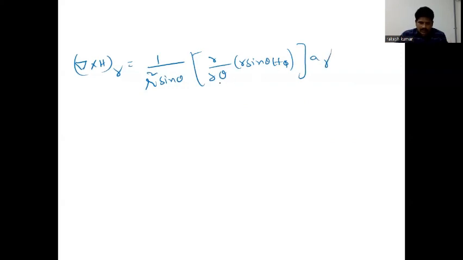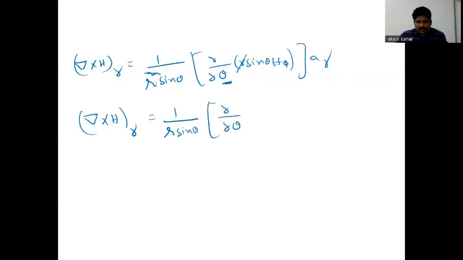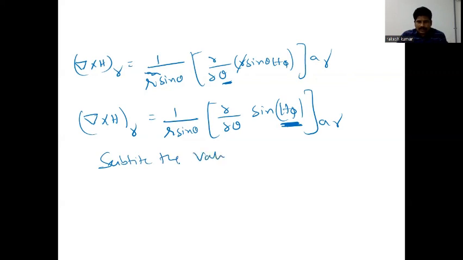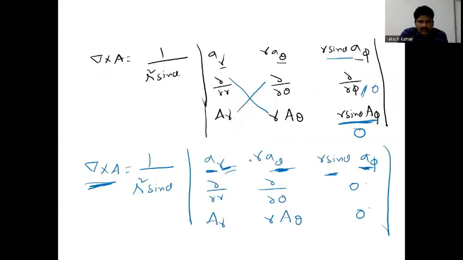Since here you are differentiating with respect to theta, the R term will get cancelled. So del cross H power R is equal to 1 by R sine theta into dou by dou theta of sine theta H phi. This is along AR. Now you already know the value of H phi. Substitute the value of H phi. This is the value of H phi we have already derived.